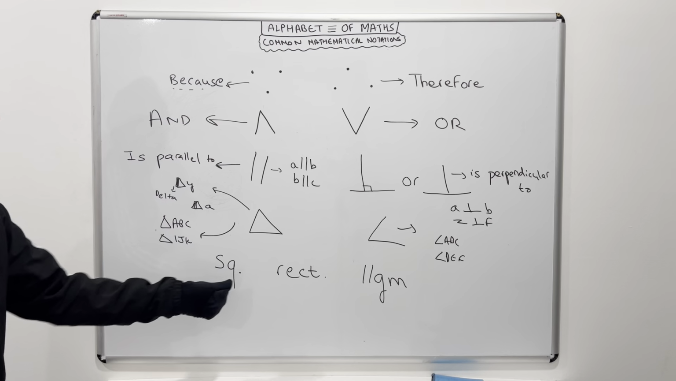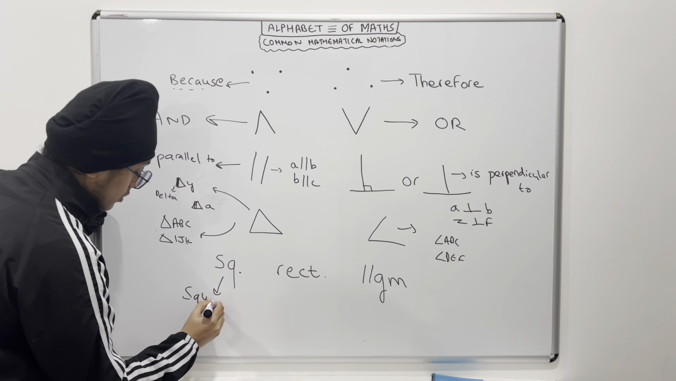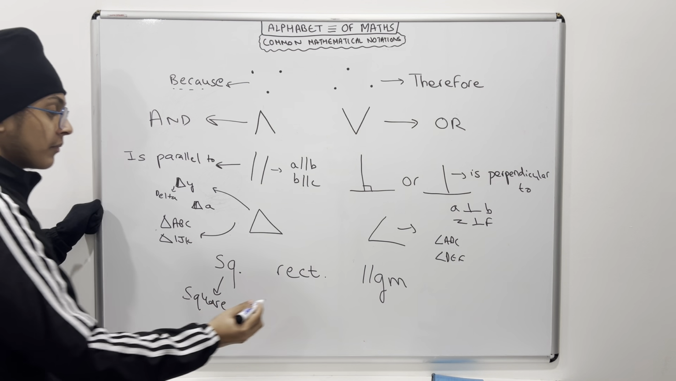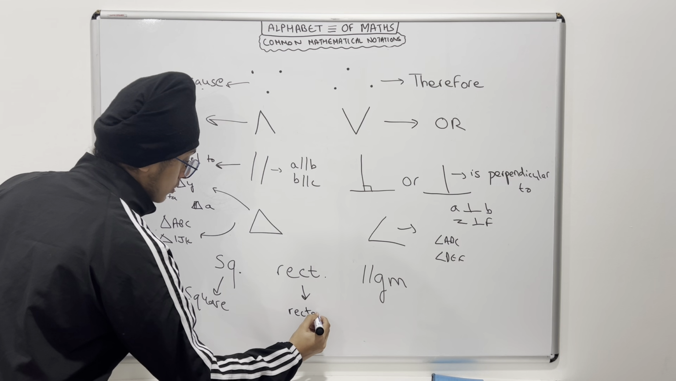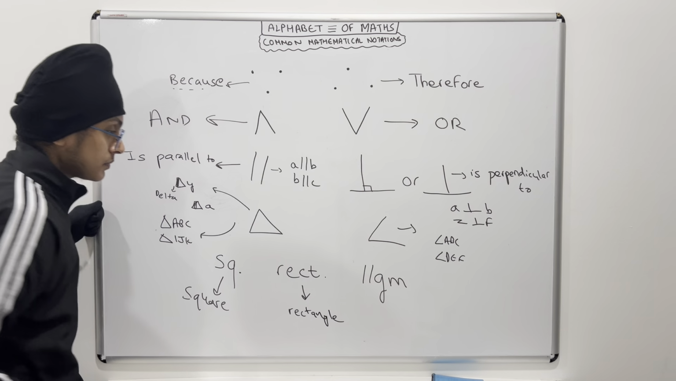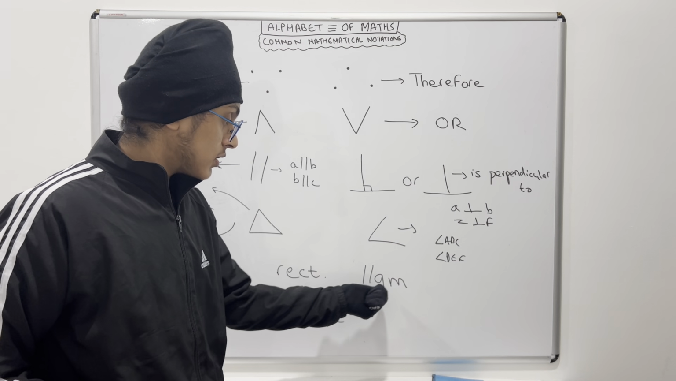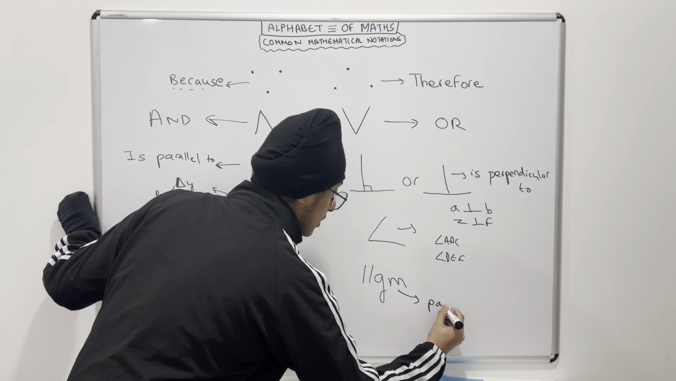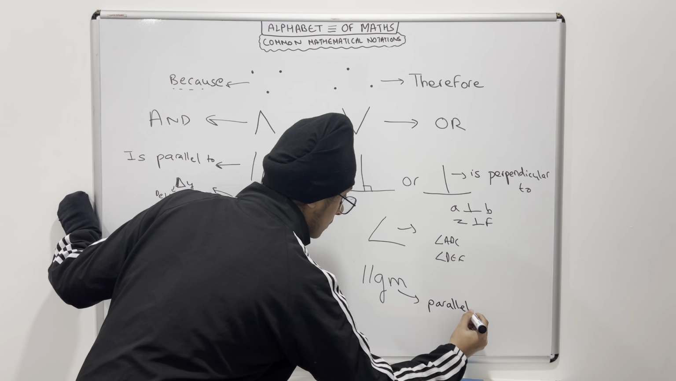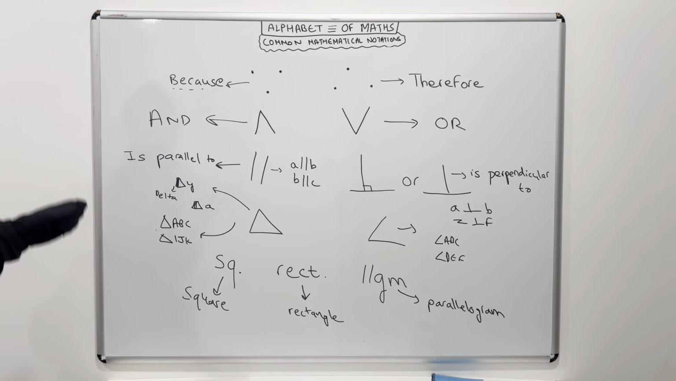This is SQ dot. You can use this instead of writing square. It's just a short form. This is also pretty much understood. It's a rectangle. And these two parallel lines along with the GM means parallelogram. So these are our common mathematical notations.